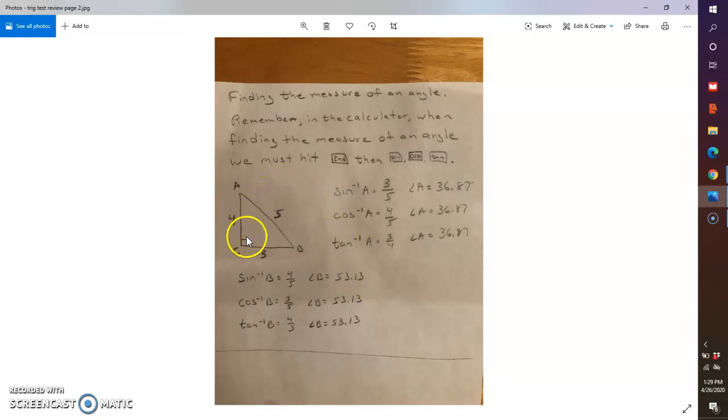Also, the other common question is, do we take sine, cosine, or tangent of C? We never take the sine, cosine, or tangent of the right angle. We just don't do that. So you just take sine, cosine, tangent of the two non-right angles, angle A and angle B.